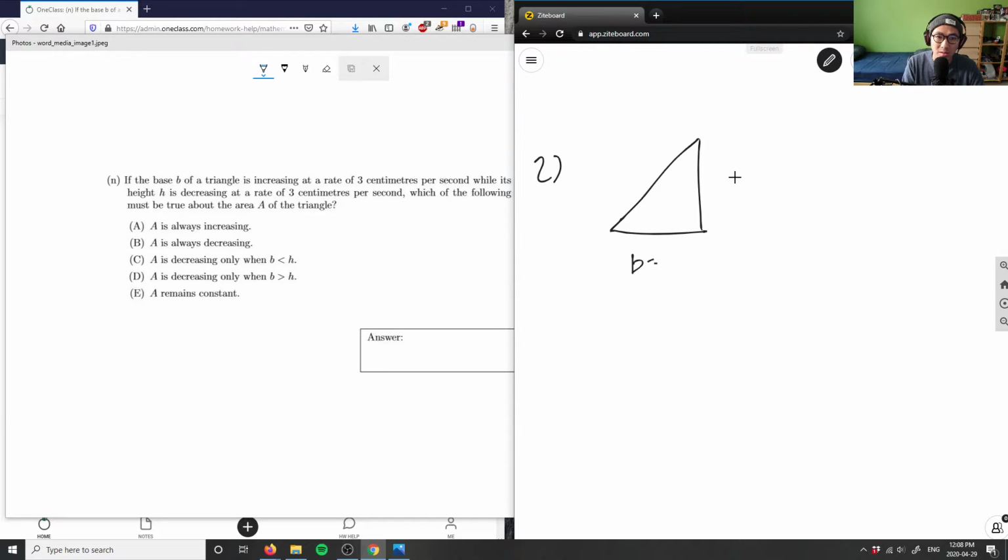So here the base is increasing at 3 centimeters a second, while its height is decreasing, so dh/dt equals minus 3 centimeters a second here. Which of the following must be true about the area of the triangle here? The area of a triangle is half BH, right? Half of base times height. The options are: A is increasing, A is decreasing, A is increasing only when B is less than H, A is decreasing only when B is greater than H, and A remains constant.